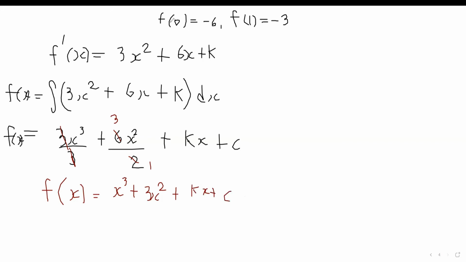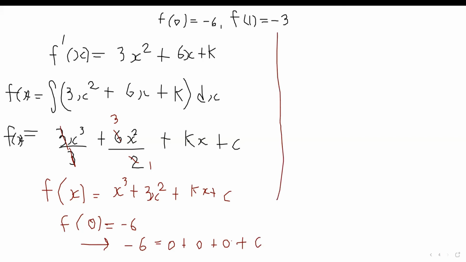Now it told us that f of 0 is minus 6. F of 0 is equal to negative 6. And so what does that mean? If you plug in 0 in this function, 0 cubed is 0, plus 3 times 0, plus k times 0, plus c equals negative 6. So that clearly tells us c equals negative 6.